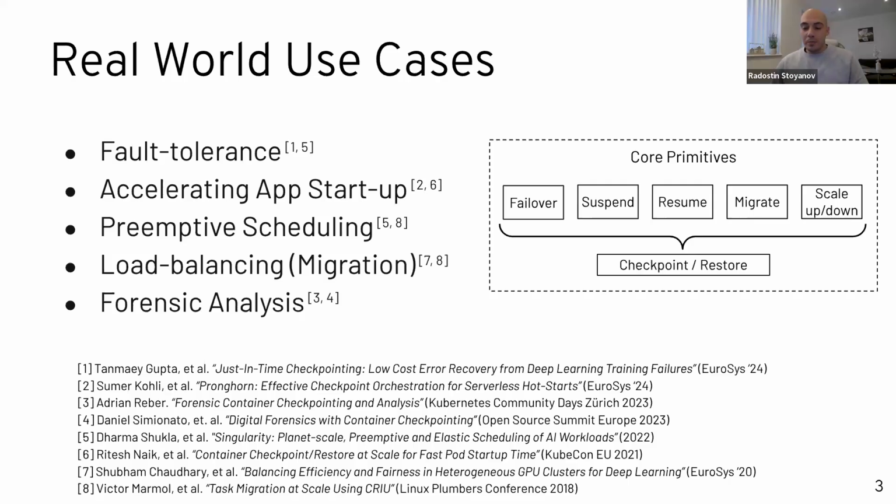The main use case with which we started the checkpointing feature was forensic analysis. We chose this use case mainly because it's very simple. It requires only the checkpointing functionality. If there is a cyber attack, many financial institutions have compliance requirements where they need to be able to investigate what has happened. This allows you to create a snapshot of everything that is currently happening in the container.